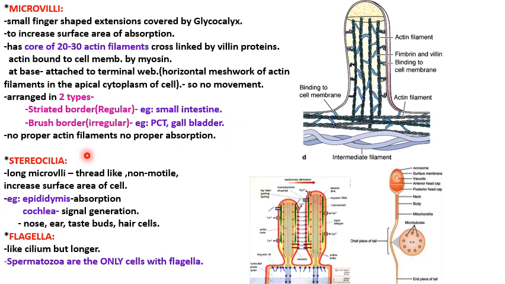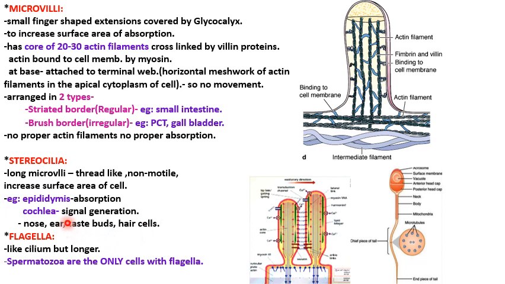Coming to stereocilia, these are also like microvilli, a little thicker than microvilli. They are non-motile. They also increase the surface area of the cell. They are present in the epididymis, again for absorption. They are present in the cochlea for signal generation. They catch the waves in the cochlea. And they are also present in the nose, ear, taste buds, hair cells, sensory areas. They are more involved in sensory sensations also.